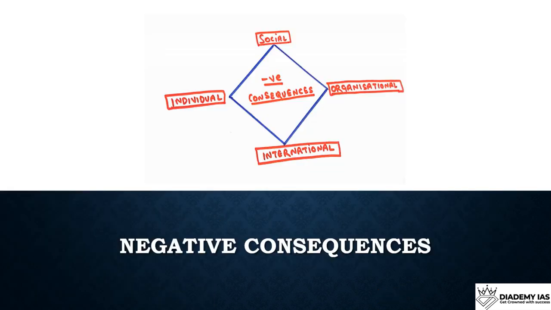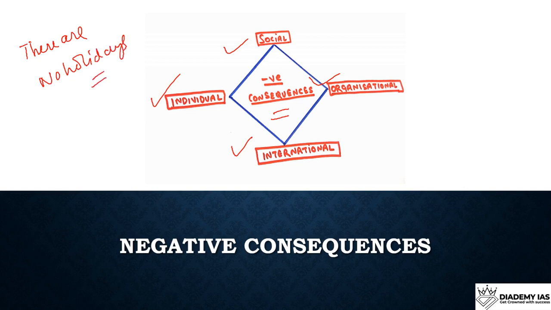Now let's come on to the negative consequences. Here also I have divided it into four parts: the consequences of not following ethics on the individual, social, organization, and international levels. I've given you these four things, but you can extend them according to your own notes. And I would actually appreciate that, because ethics, as I believe myself, there are no holidays in ethics. So I hope you follow this yourself.